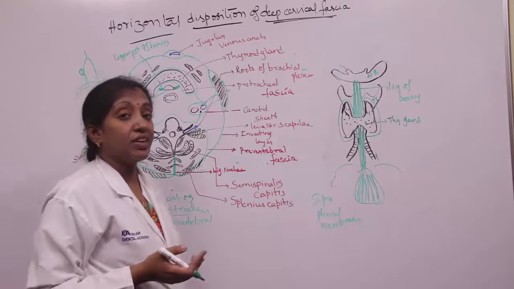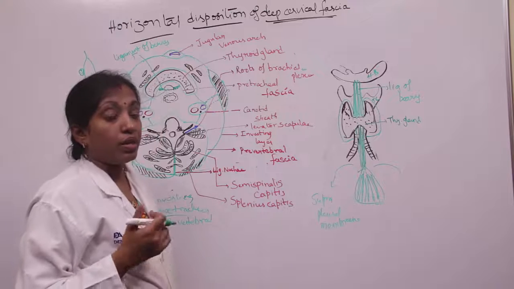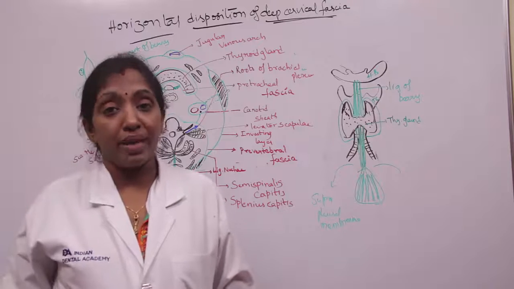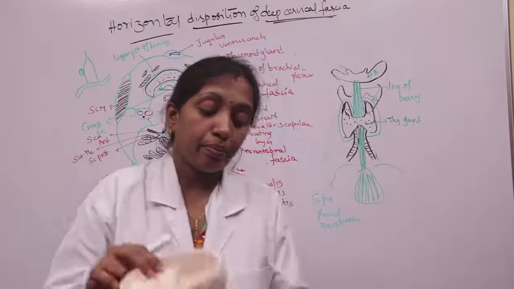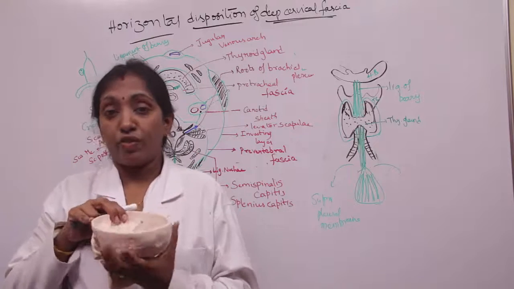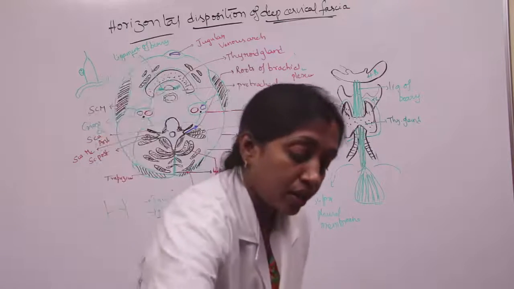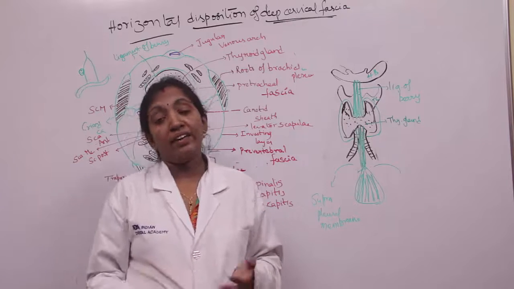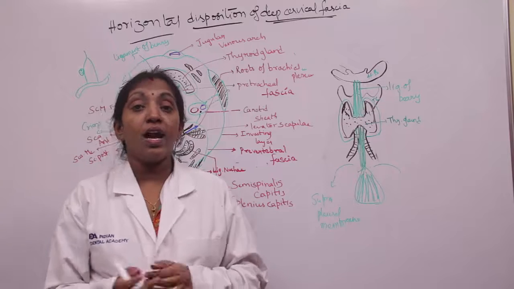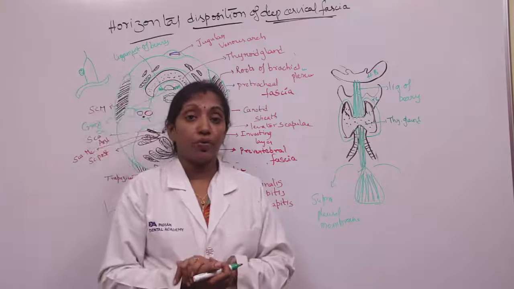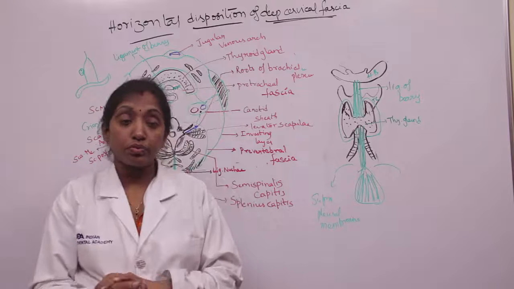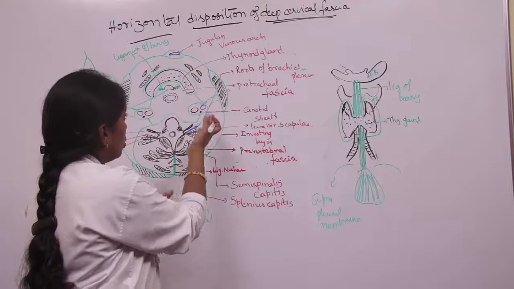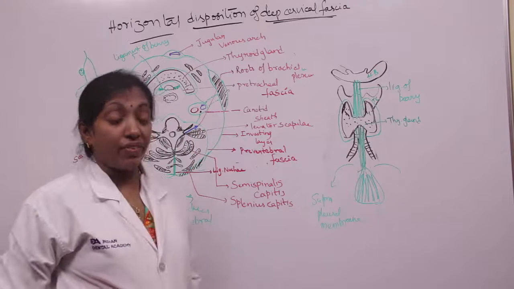Coming to the vertical extent of the prevertebral fascia, it is attached upwards to the bones of the base of the skull. Below, the prevertebral fascia divides into anterior and posterior layers. The anterior layer, we call it the alar fascia, and it blends with the buccopharyngeal fascia. So that is the vertical extent of the prevertebral fascia.